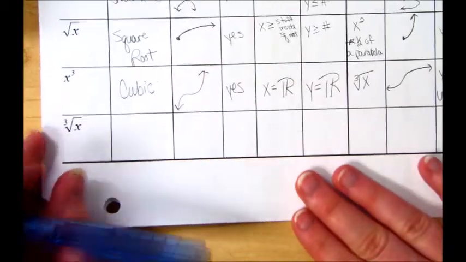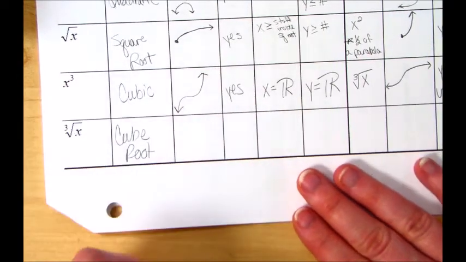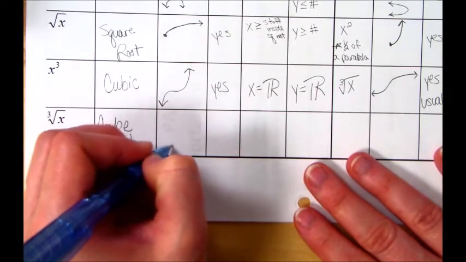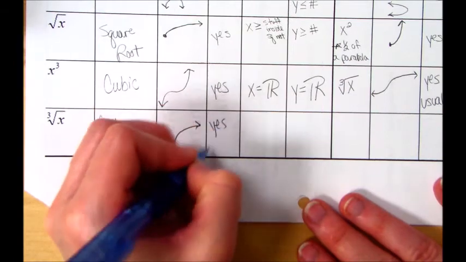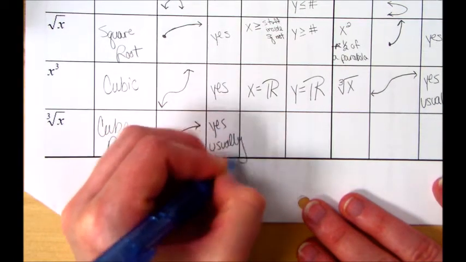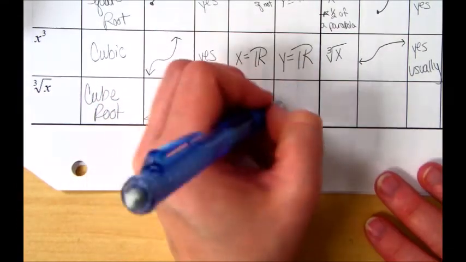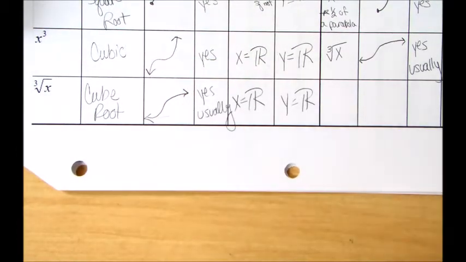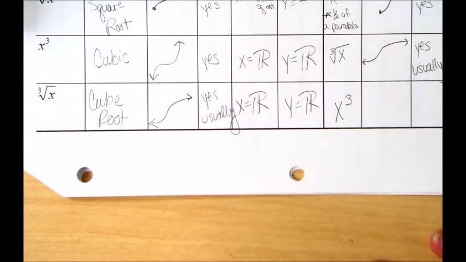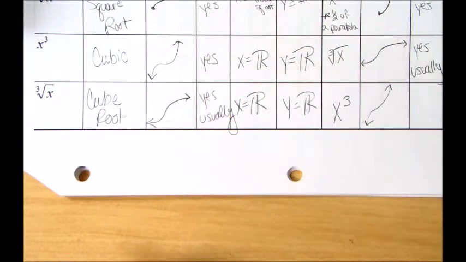Last one, cubic graphs, or cube root graphs. They look like this. We actually just talked about one. Typically, yes, I'm going to write usually, they are a function, unless this middle part kind of overlaps funny. Because they go left and right forever, the domain is all real numbers, and the range is all real numbers. Their inverse is a cubic function, and they will look just like they did in the step above.